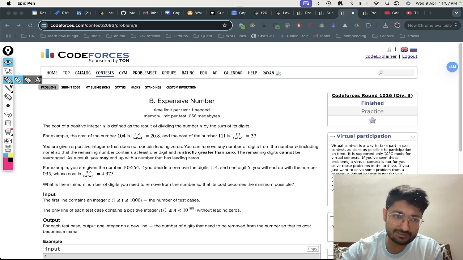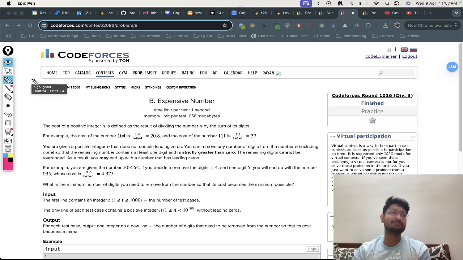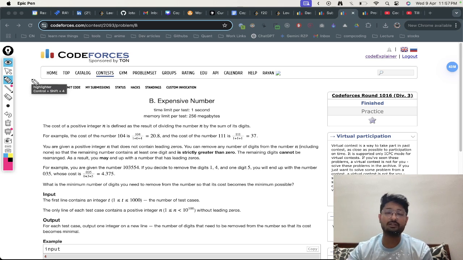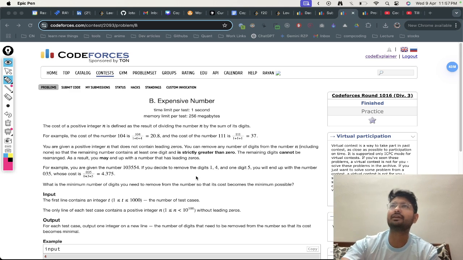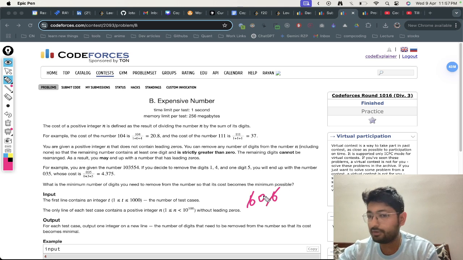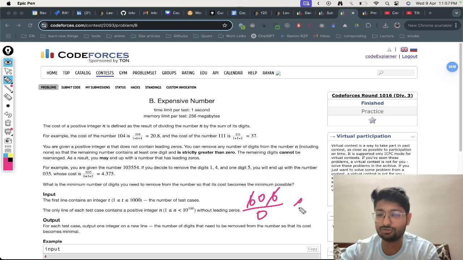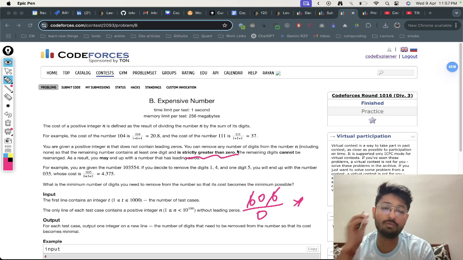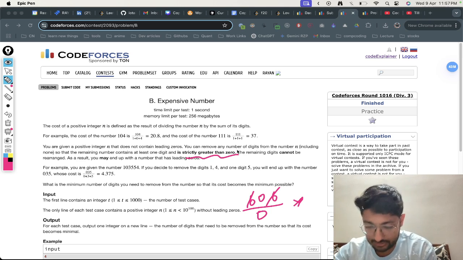Now, first let's think about what is the minimum cost I can get. I cannot get the minimum cost as 0. Let's assume the number is 606. If I delete the 6s, it will become only 0, and the total sum of this is 0, and that is not possible. That is why this condition is there, that it should be strictly greater than 0. Because if I just delete everything, that will defeat the purpose of this. So it should have at least some digit.